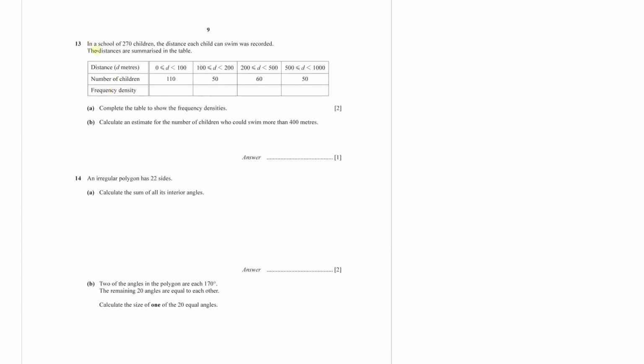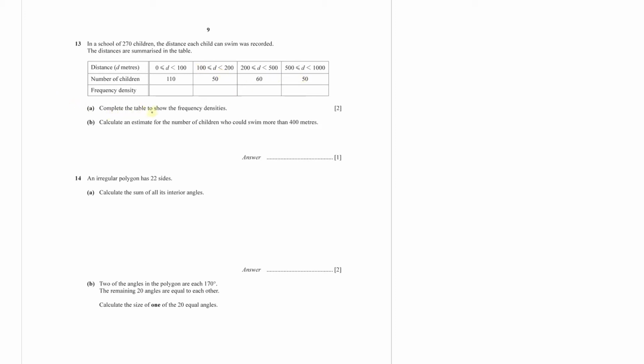Question 13 is, in a school of 270 children, the distance each child can swim was recorded. The distances are summarized in the table below. So the distance is given in meters and then the number of children. Between 0 and 100 meters, there are 110 children who can swim a distance between 0 and 100. Then 50 children can swim a distance between 100 and 200, and so on.